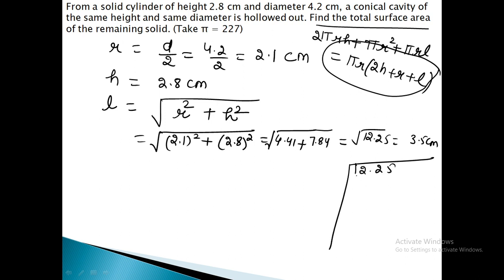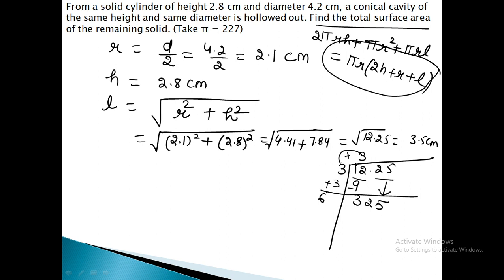12.25. You have to take pairs here. 3 3s are 9. You have to think only of those numbers whose multiplication in the form of a pair will be like this: 3 3s are 9, 12 minus 9 is 3. You have to bring down 25, so we have 325. Here we have to add these two numbers. You will get 3 plus 3, 6.